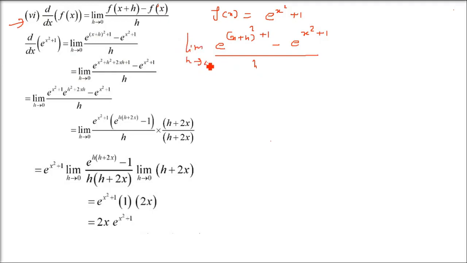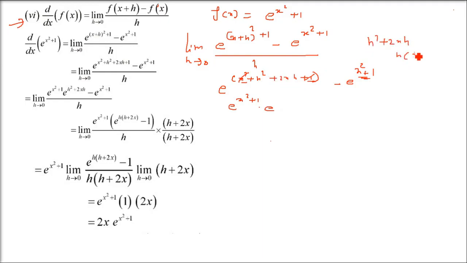This is limit h tends to 0, divided by h. So let us take this one. What we'll do, we'll just open it: a plus b whole square. So x square plus h square plus 2xh. Then you have plus 1 already here, and minus e raise x square plus 1. So you need e raise x square plus 1 from the first term. So just separate them. We need e raise x square plus 1, and then the remaining is h square plus 2hx. So you can have e raise (h square plus 2xh).